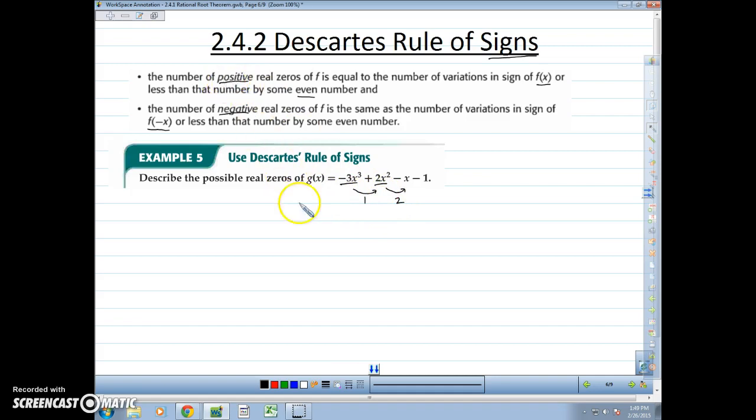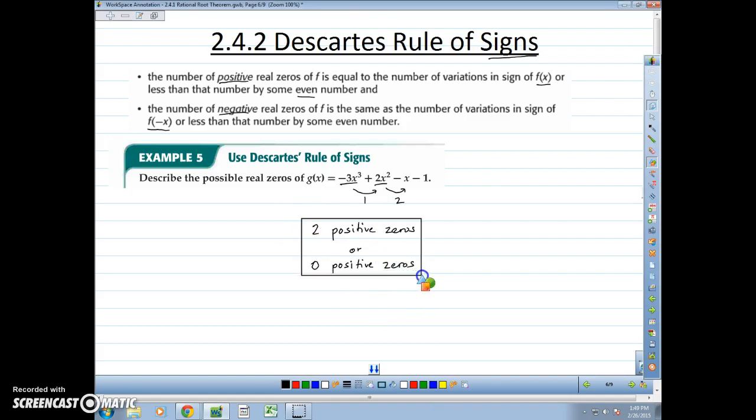So that tells us that there are either two positive zeros or it says by some even number less than that. So even numbers less than 2 would be 0. So either 2 or 0 positive zeros. Okay, that's the first part. Descartes' rule of signs also wants us to describe the possible negative real zeros we could have. So we could either have 2 positives or 0 positives, or let's see how many negatives we could have.